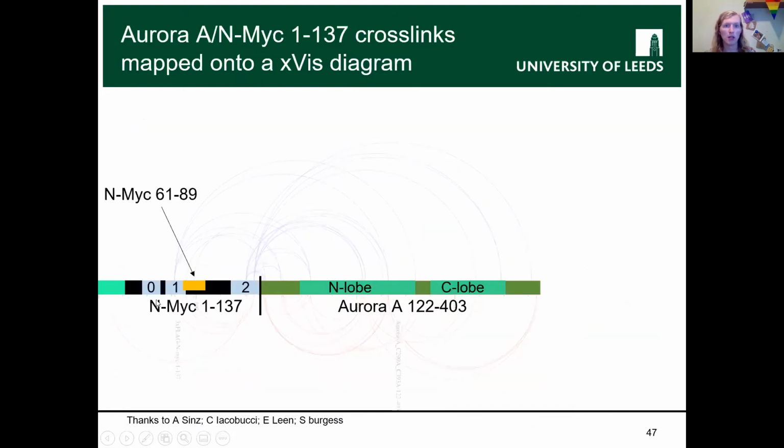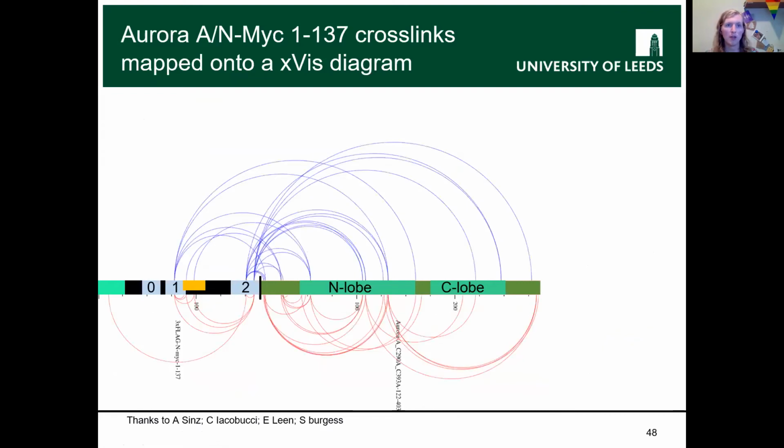And then you can see that I've mapped the crosslinks we find when we do this experiment with Aurora and NMYC. I've highlighted the structure that we see with the Aurora A structure, and you can see that we get good cross-linking from other regions of NMYC, so not just this structured region, and also MYCBox 1 and MYCBox 2, to various pieces of Aurora A.